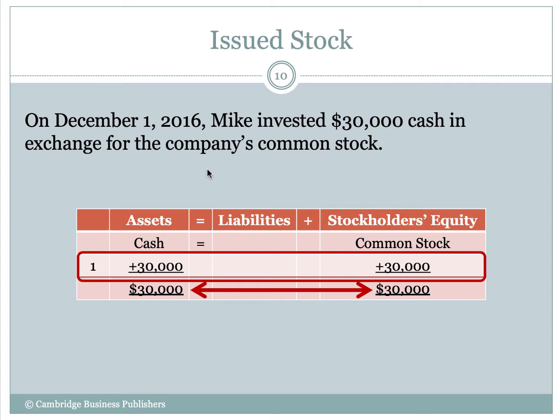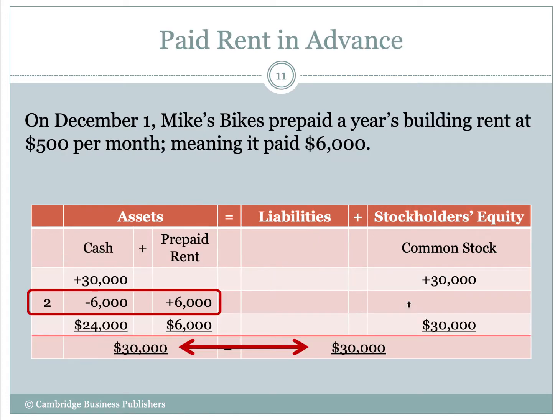Cash has to go up. What is Mike getting for giving the company cash? The company is giving Mike common stock. So the common stock has to increase. So if you notice, after this transaction, assets equal liabilities plus stockholders' equity. Let's look at the second one.